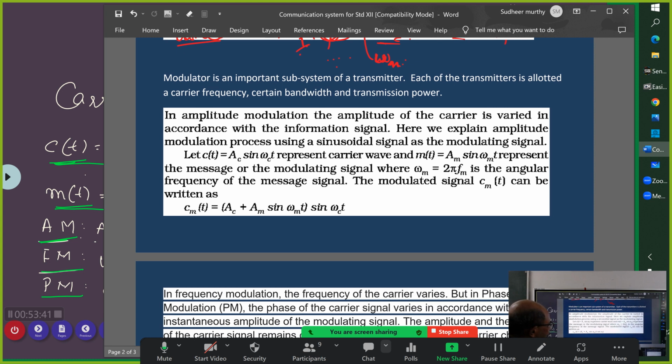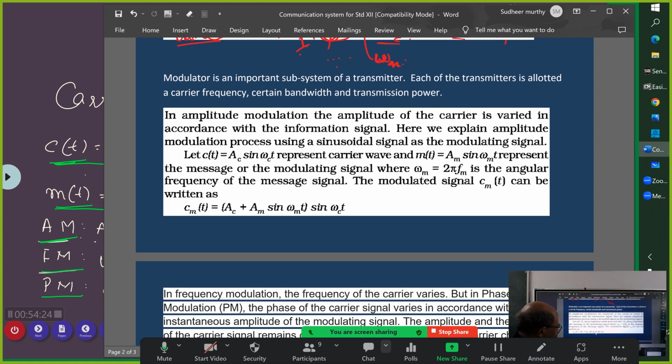Let c of t equal Ac sin omega c t represent the carrier wave, m of t equal Am sin omega m t represent the message signal, omega m is the angular frequency. Now Cm of t, what is Cm of t? It is the modulated signal. So this will have this form. Now observe this very carefully. Here you have got Ac sin omega c t. Now here this Ac itself is replaced by Ac plus Am sin omega m t.